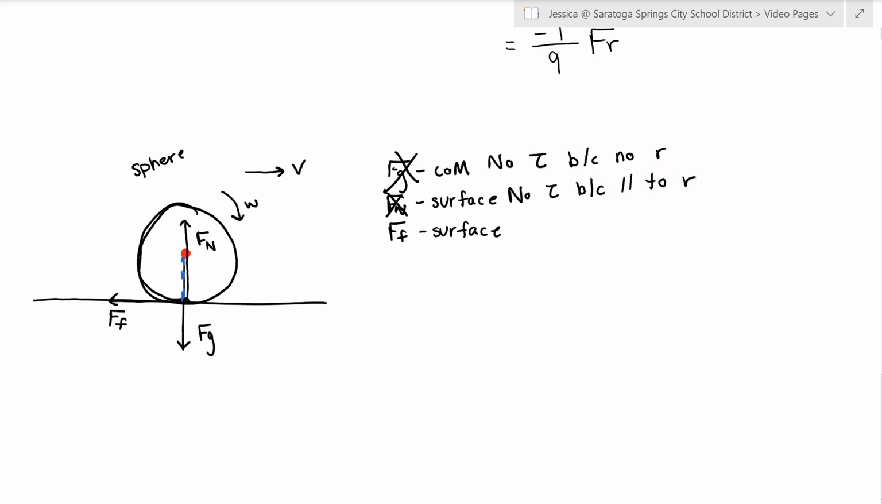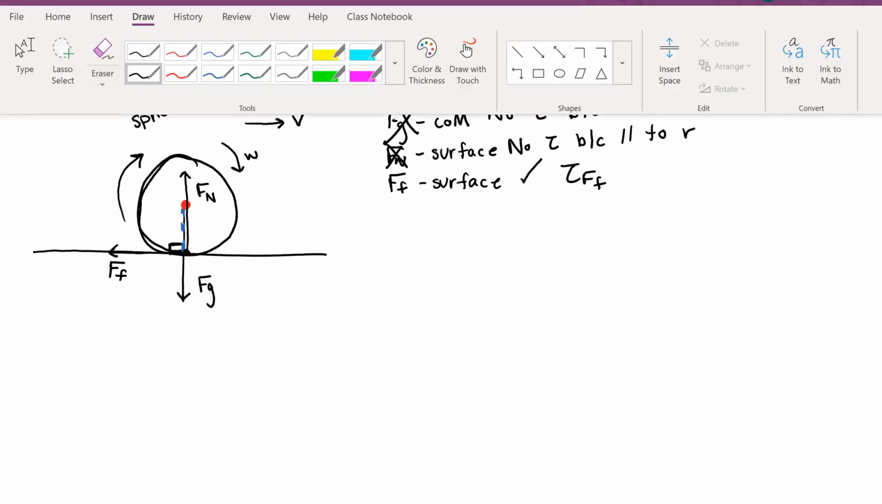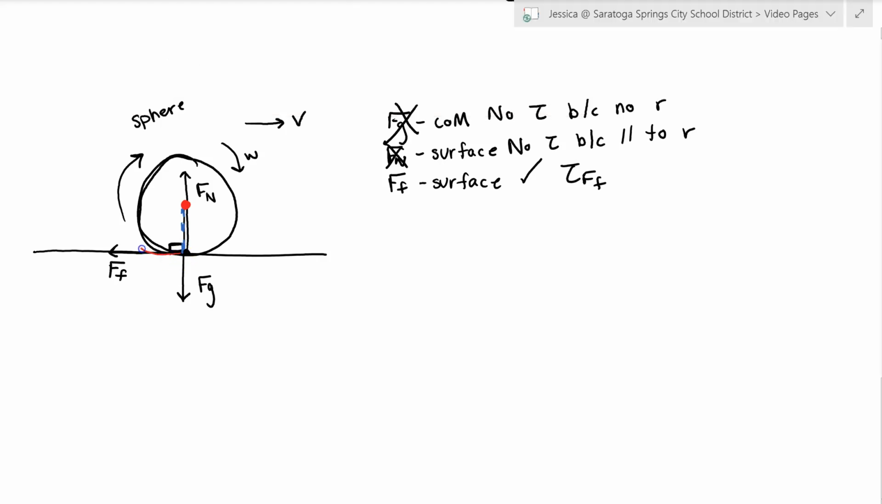Okay. So that leaves friction. So friction is acting at a distance, and friction is perpendicular to that lever arm. So friction does produce a torque. Now the reason why I knew that friction had to point to the left is because if my object is rotating clockwise as shown, the only way for friction to create that clockwise rotation is if it's pointing to the left. Again, remember, we can follow our force and then curve towards the axis of rotation to help us figure that out. So friction is actually what's causing this object to roll.